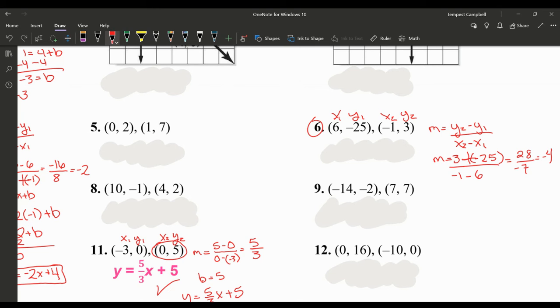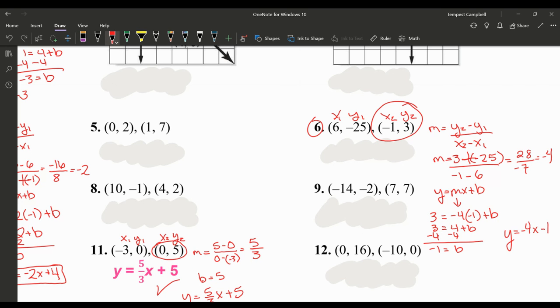Now we have to figure out our y-intercept, so y equals mx plus b. We plug in our m, which is negative 4, times x. I want to do small numbers, so I'm going to pick the second point. So minus 1 plus b equals y, which is 3. So we have 3 equals positive 4 plus b. Minus 4 gives me a negative 1 equals b. So now our equation should be y equals negative 4x minus 1. Let's check it. Bam, that's what we got. Awesome.